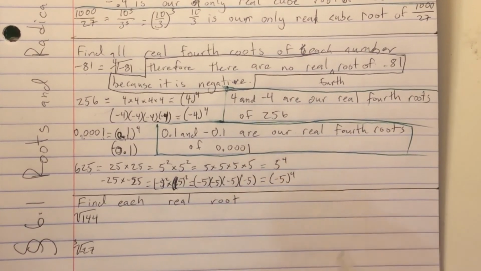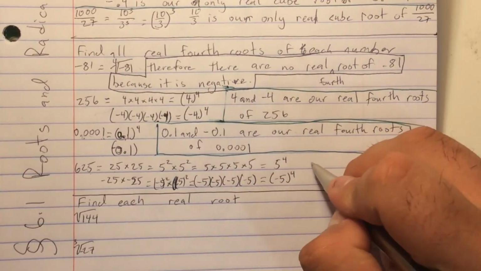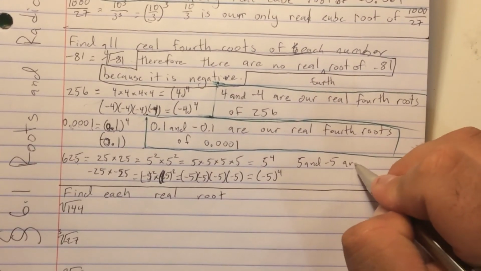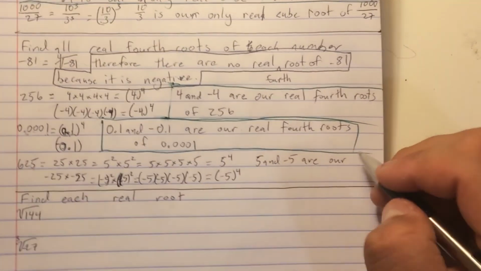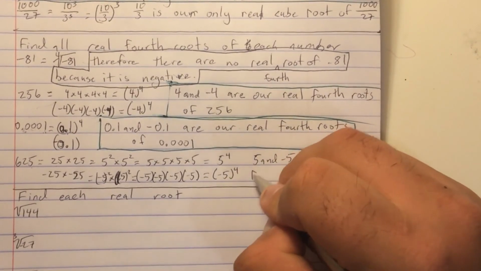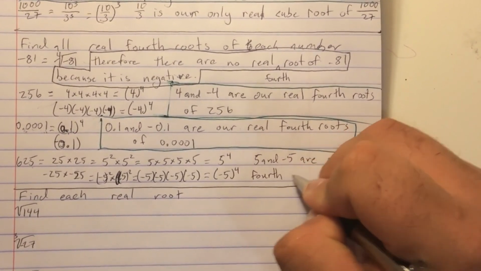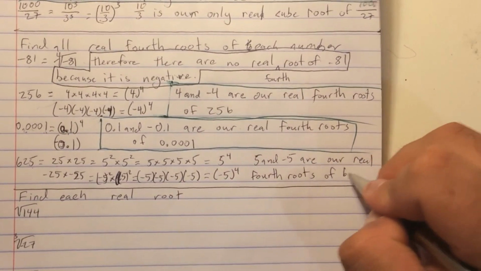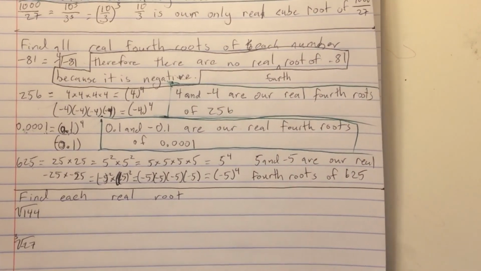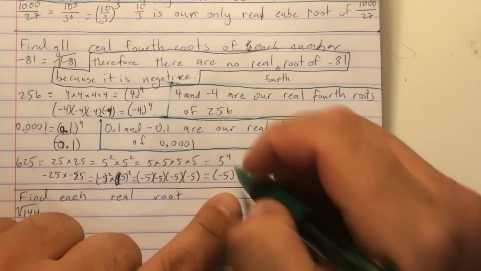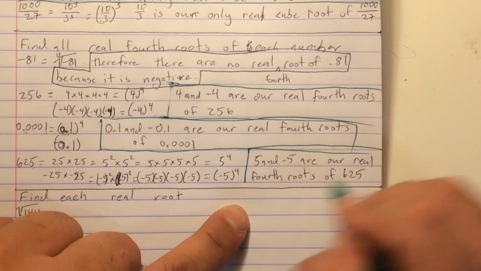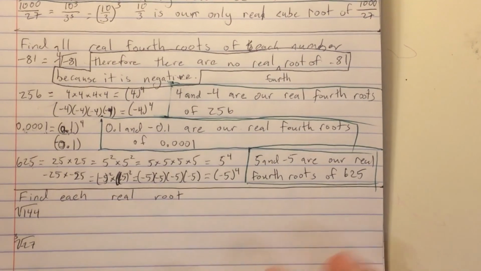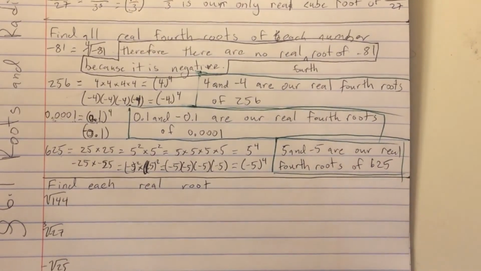So once again, we're going to have two real roots. So 5 and negative 5 are our real fourth roots of 625. Okay, and that's the third part of the second foldable.